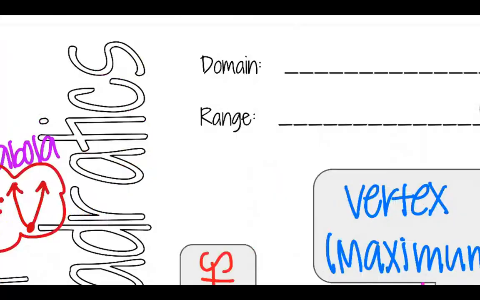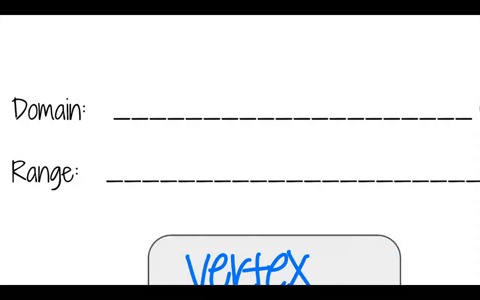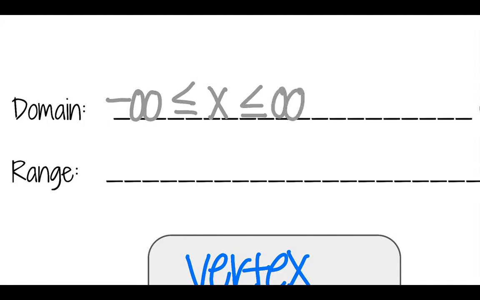Then again, we have domain and range. Domain, again, is always, no matter what, up or down, negative infinity to positive infinity, or all real numbers. Again, that's always for the quadratics.